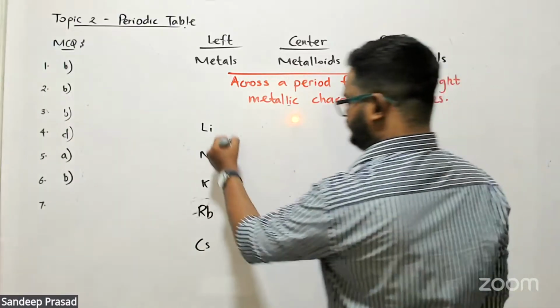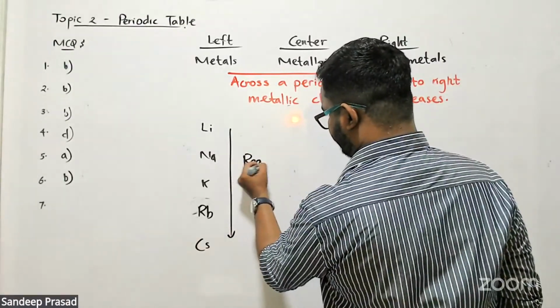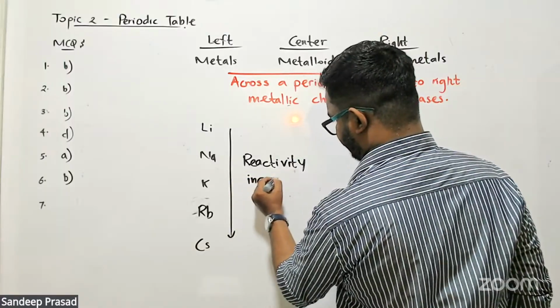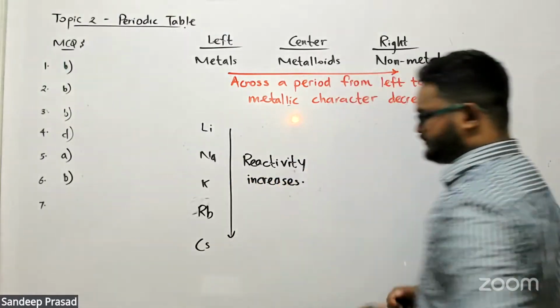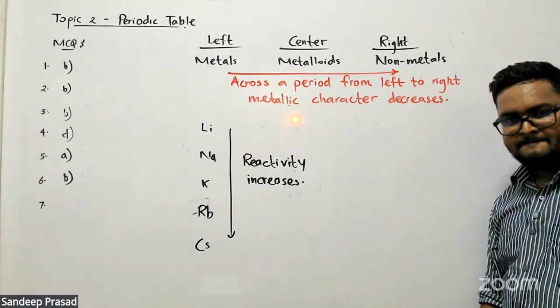So therefore, we can say that down the group reactivity increases. Okay, reactivity increases down the group. Understood?